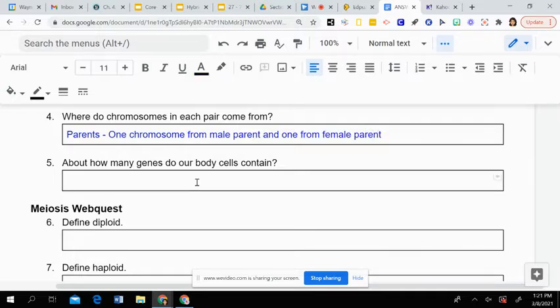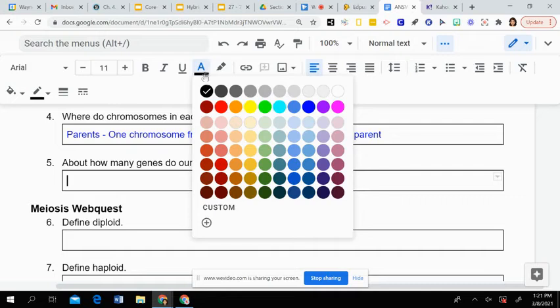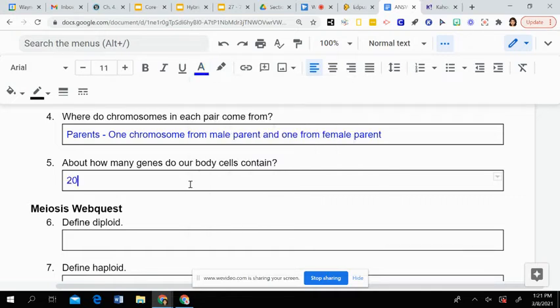And then how many genes do our body cells contain? This number varies a little bit. That's a big number. Allie? 20,000. Yep. We're going to say like 20 to 30,000 plus. Okay, there's a lot.